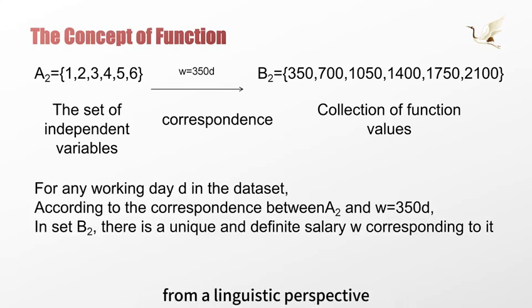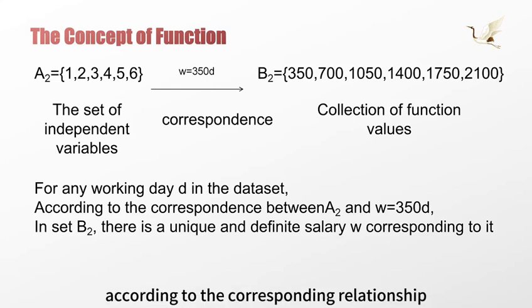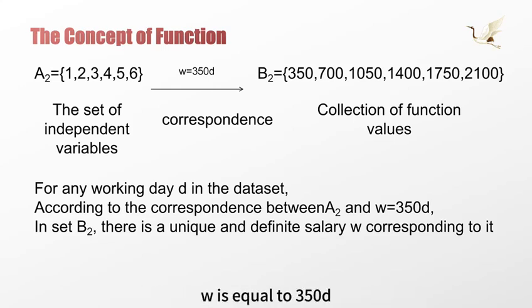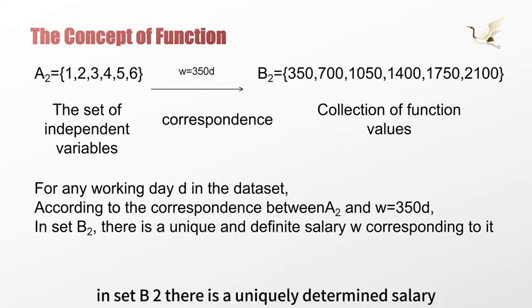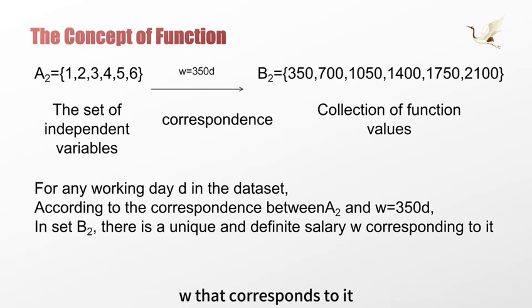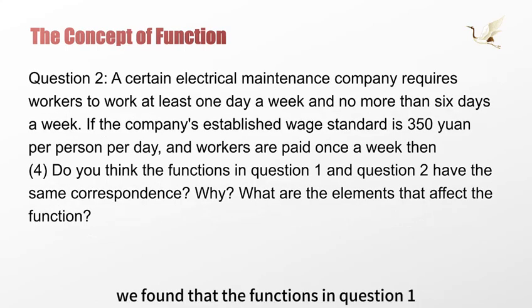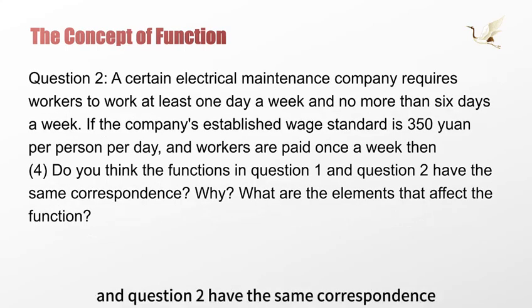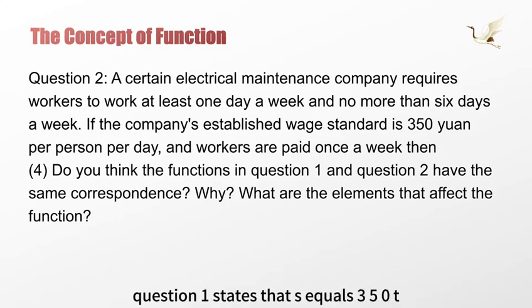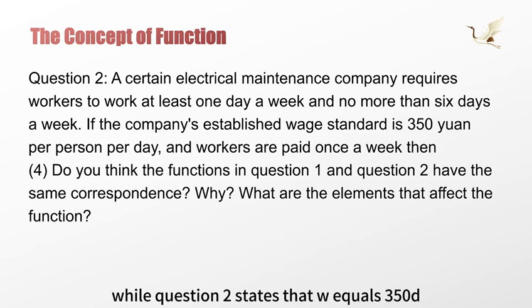From a linguistic perspective, for any working day d in set A2, according to the corresponding relationship, w is equal to 350d. In set B2, there is a uniquely determined salary w that corresponds to it. We found that the functions in question 1 and question 2 have the same correspondence. Question 1 states that s equals 350t, while question 2 states that w equals 350d. Do you think they are the same function?